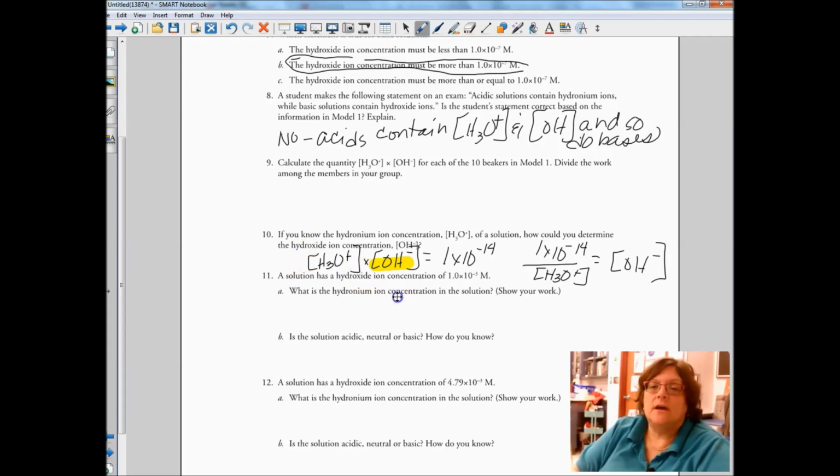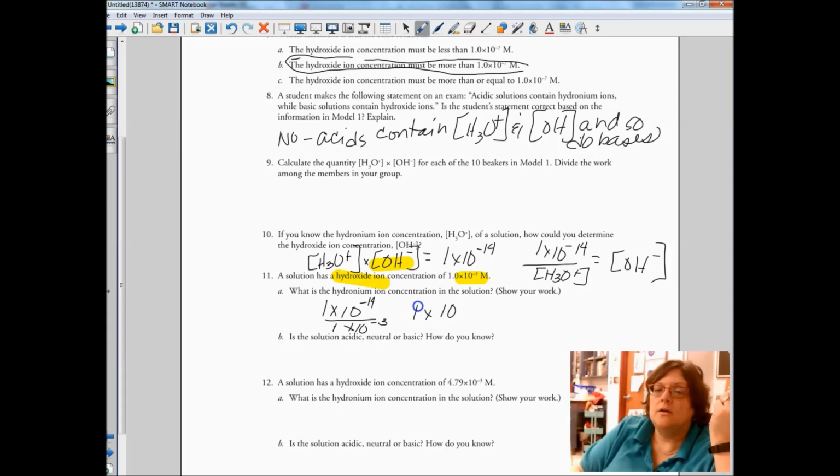A solution has a hydroxide ion concentration of 10 to the negative third. What's the hydronium ion concentration? I'm sorry, I read it wrong. Hydroxide ion. What's the hydronium ion? Well, we'll take 1 times 10 to the negative 14th and we'll divide it by 1 times 10 to the negative third. This one's simple. You just subtract the exponents and we get 1 times 10 to the negative 11th hydronium ions.